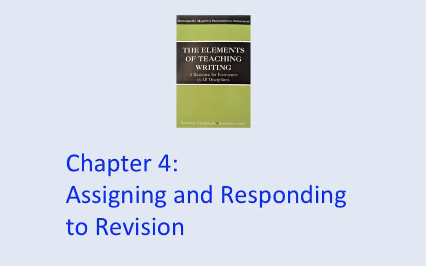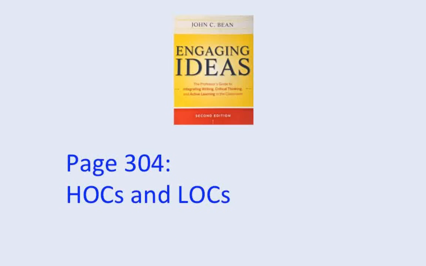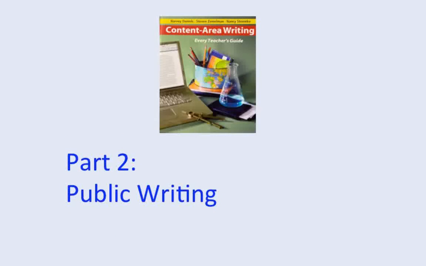Chapter 4 in the Elements book is also about assigning and responding to revision. And Chapter 6 in Elements talks about teaching writing at the sentence level. On page 304, Bean explains the difference between higher order concerns and later order concerns. And in Chapter 15, Bean talks about coaching the writing process and handling the paper load. This is his chapter about process writing. All of Part 2 of the Content Area Writing book is about process writing.